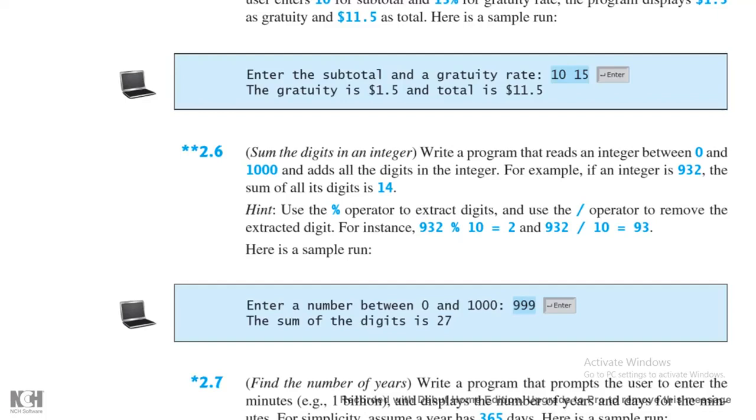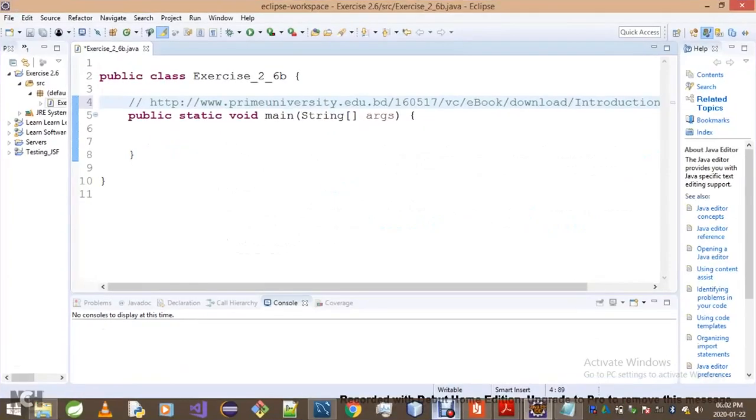Okay, hint. They gave us a hint, luckily for us. Use the mod operator to extract digits and use the divide operator to remove the extracted digits. For instance, 932 mod 10 gives us a 2, and 932 divided by 10 gives us 93. So here's our sample run. So without any waste of time, let's get on to the programming part. As I just mentioned, we will only be having one solution for this problem.